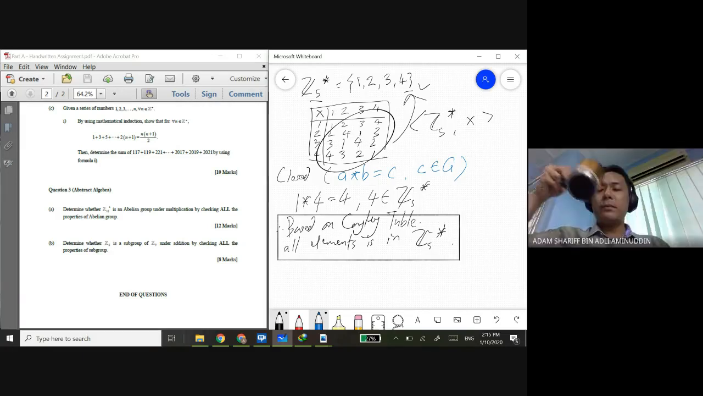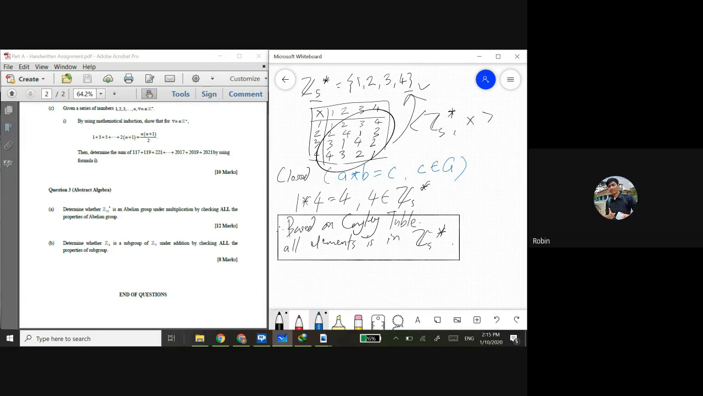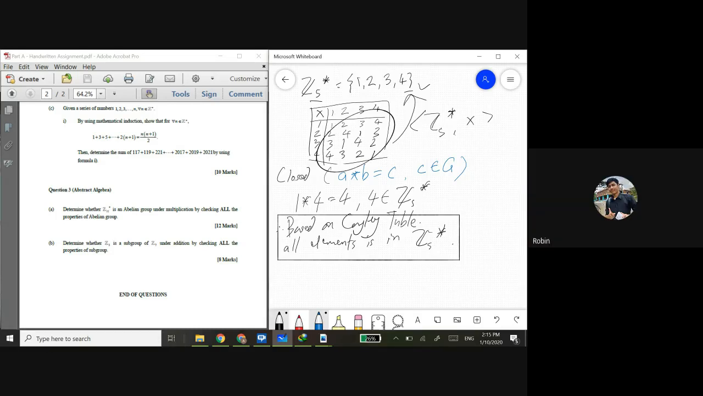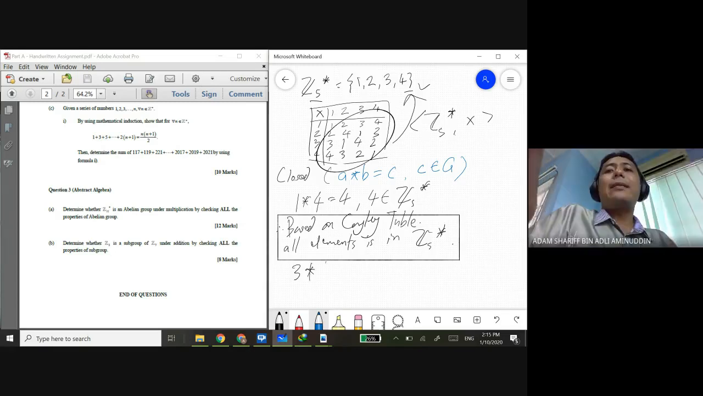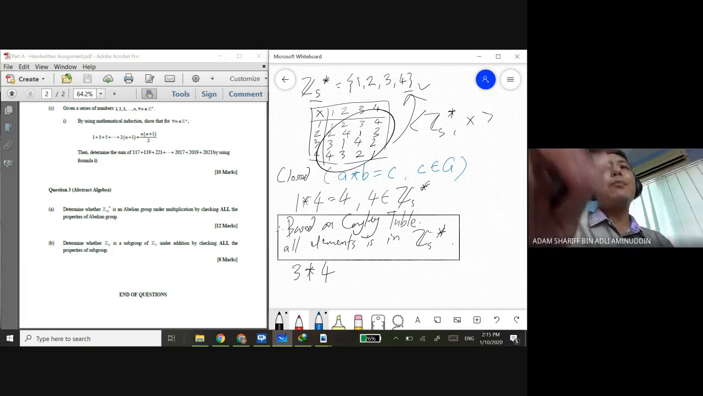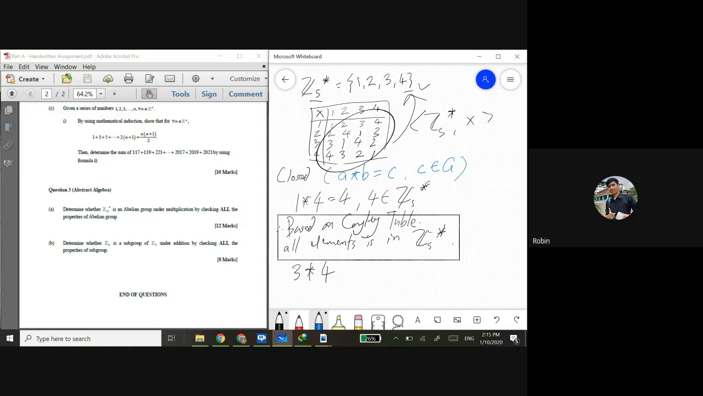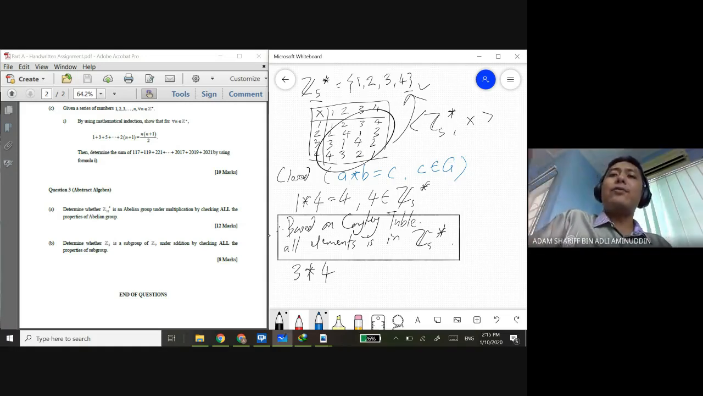Sir. What if A tu saya letak 3, B tu saya letak 4, dan C tu saya tak dapat dekat dalam elemen tu. Ulang balik, kalau A tu dapat 3, B tu saya letak 4 kan. C okay, tu okay. Saya dapat. Okay, 3, 4, 12 kan. 3, 4 bukan 12 kalau Z5 star awak. 3 kali 4. Okay. 3 kali 4 betul, saya setuju memang 12. Tapi because dia adalah Z5. Ya, 12 mod 5. Okay. Baki dia 2. Yes, thank you.